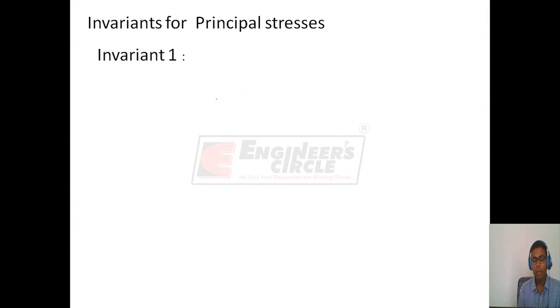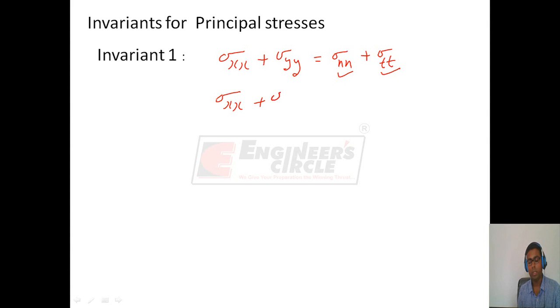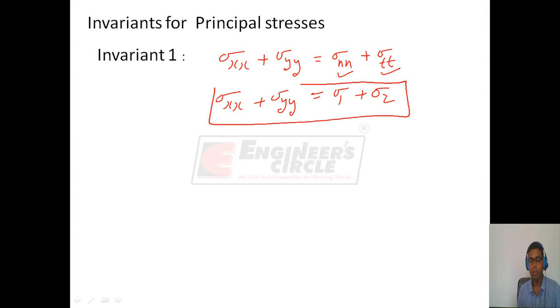We have learned that invariant 1 was sigma xx plus sigma yy equal to sigma nn plus sigma tt. Now this n and t plane are perpendicular to each other, but we also know that the principal planes are also perpendicular to each other. So instead of sigma nn and sigma tt, we can put the principal stresses, that is sigma 1 and sigma 2, because 1 and 2 planes are also perpendicular to each other.